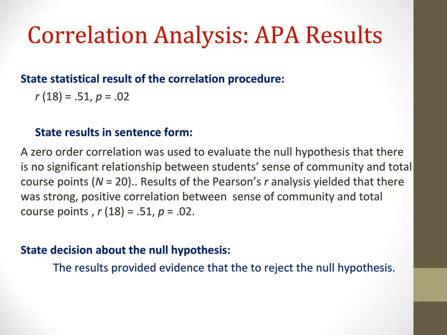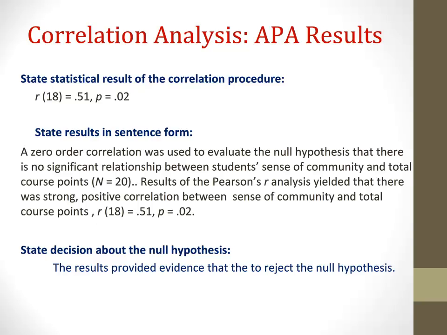Here you can see the process for communicating your results via APA style, how to report the items we just reviewed. Remember, it's always important to state the statistical results of a correlation procedure, and here's an example of how those may be reported. R, in parentheses you see degrees of freedom, R equals 0.51, and the p-value equals 0.02. Now it's important to interpret or discuss those results in sentence form. So here you can see an example.